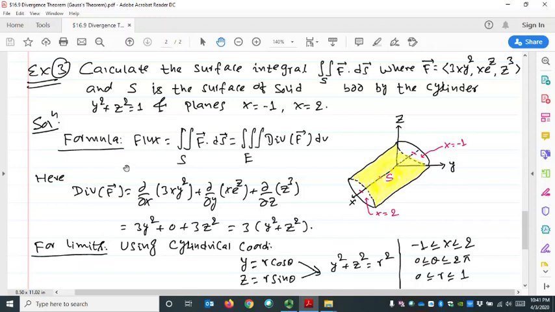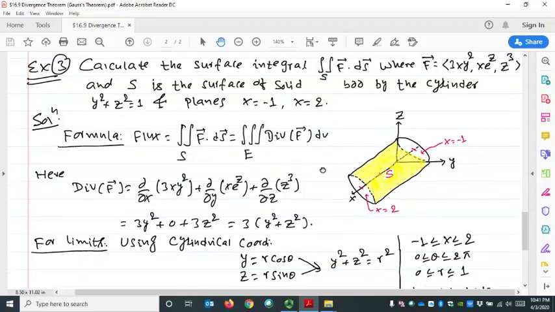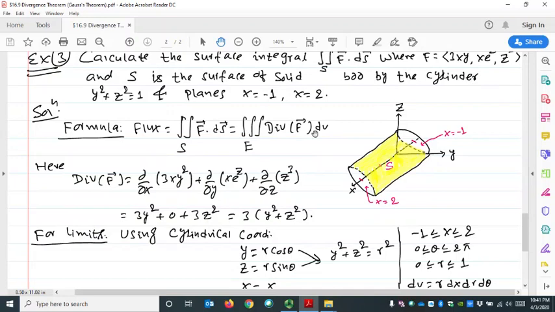So the formula: the flux equals the surface integral of vector field F over S, which equals the triple integral of the divergence of vector field F over the region E. This region E is bounded by the surface S, and the triple integral is with respect to dV. Now this is a cylinder, so let's use cylindrical coordinates to compute the limits of our triple integral. Then dV in cylindrical coordinates is r dz dr dθ.